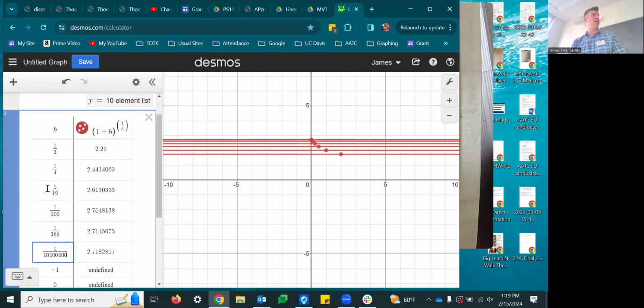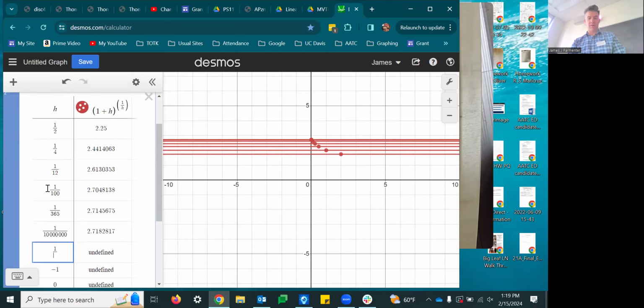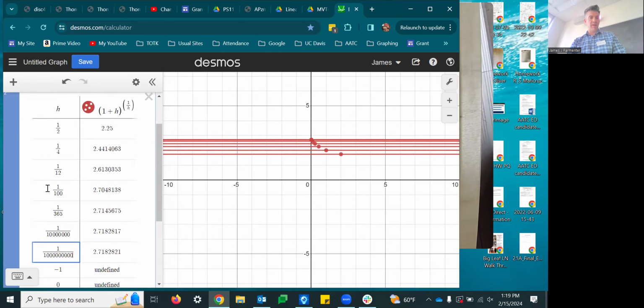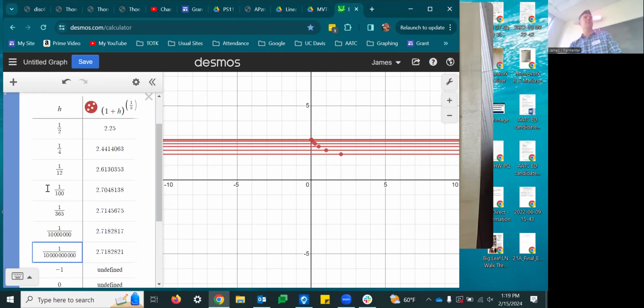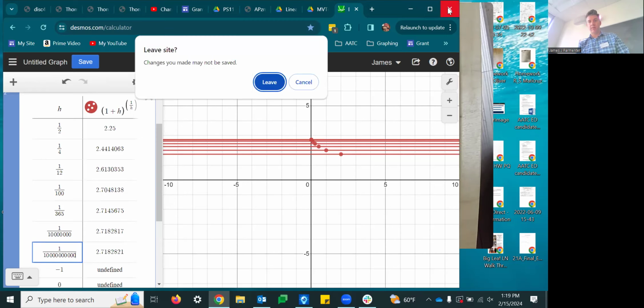Looks like I'm kind of stuck. No matter how close to 0 my h values are, it looks like my 1 plus h to the 1/h is 2.718281828, which is getting closer and closer to the irrational number e. So it is worth knowing that.